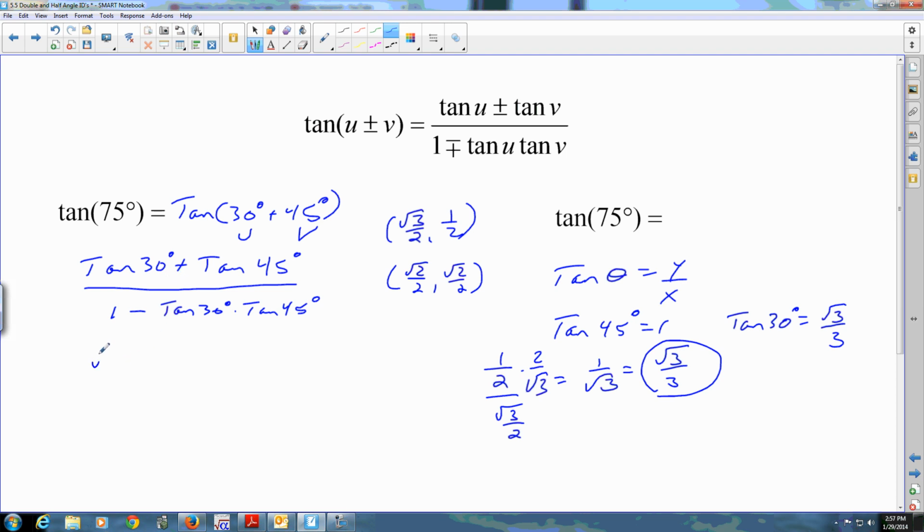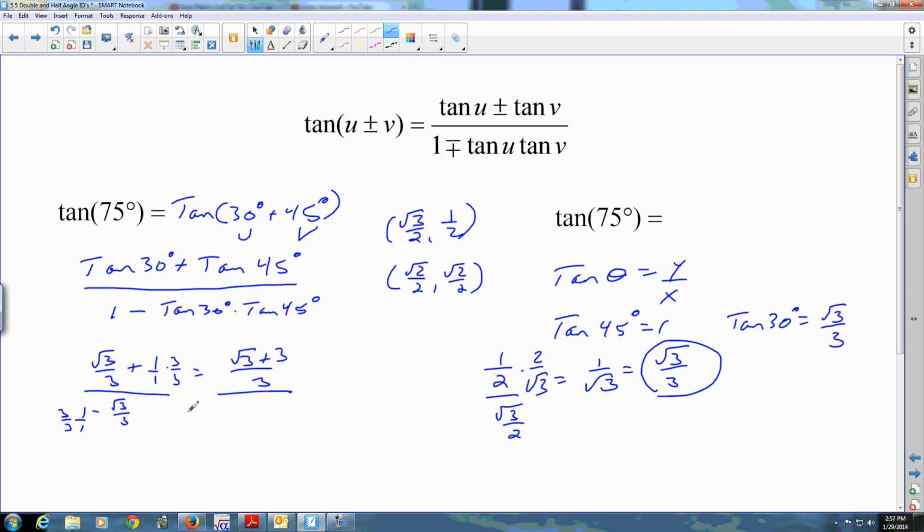So the tangent of 30 is square root of 3 over 3, plus tangent of 45 is 1, over 1 minus square root of 3 over 3 times 1. Okay? Since it's times 1, I really don't need it. All right? Now I'm going to go ahead and get a common denominator on top. So I multiply this one by 3 over 3, and you get square root of 3 plus 3 over 3, over 1 minus, oops, sorry, same idea. You had to get a common denominator. Got ahead of myself.